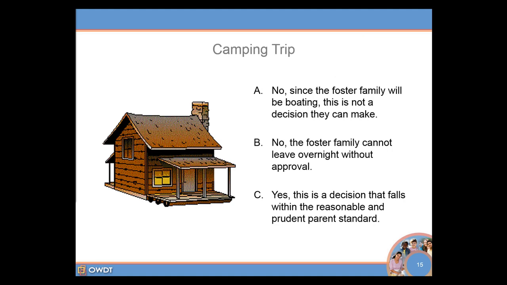The Green family wants to take an overnight trip up north to their cabin with their 3 foster children. They plan to go on their motorboat if the weather is nice. The trip would not interfere with any parenting or sibling visitation. Can the Green family make this decision?